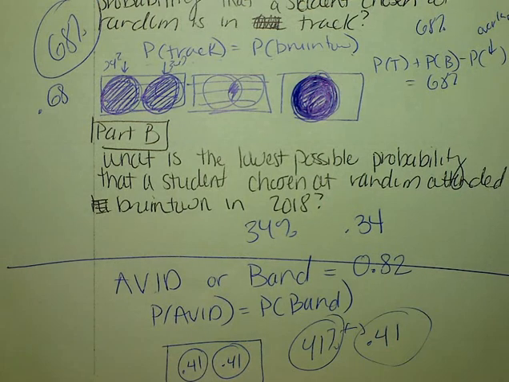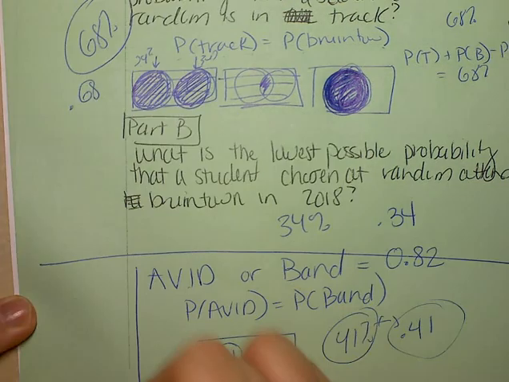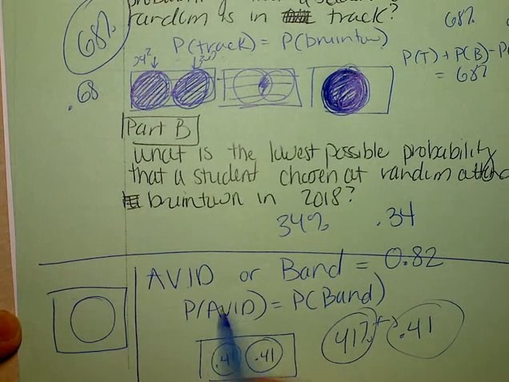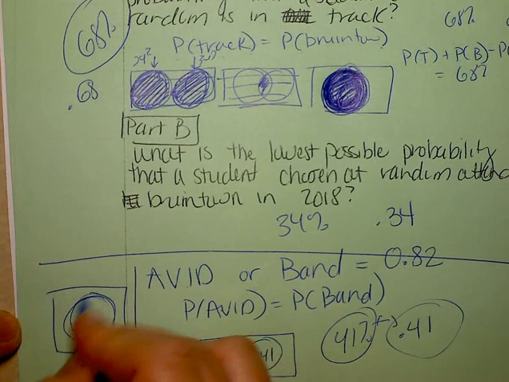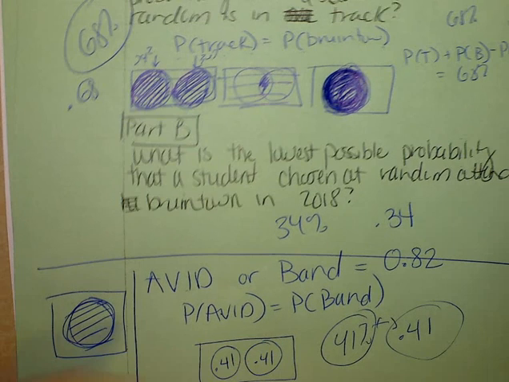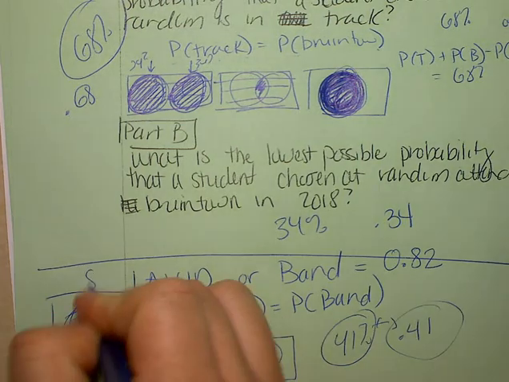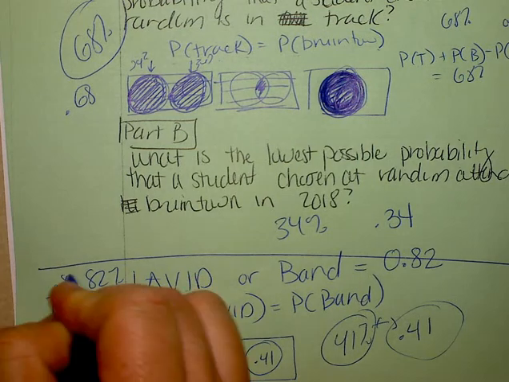What is the highest possible probability that a student chosen at random is in band? So the highest possibility means that they overlap. And remember, we know they're equal. So this represents Avid, and it also represents band. Turn to your partner. What would that percentage be? Correct answer is 82%. Also could be written as 0.82. Going on to the next question.